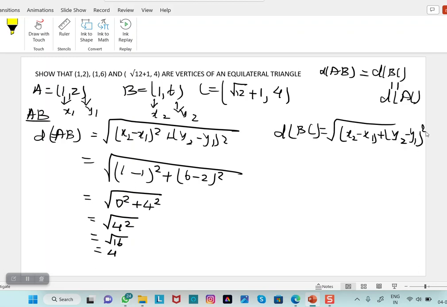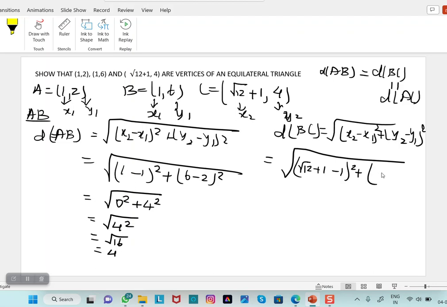Similarly we find distance BC using the same formula, (x2 minus x1) squared plus (y2 minus y1) squared. Now to find BC we take B as x1, y1 and C as x2, y2. Whatever is coming next, we are taking it as x2, y2. x2 is root 12 plus 1, x1 is 1, the whole square, plus y2 is 4, y1 is 6, the whole square.